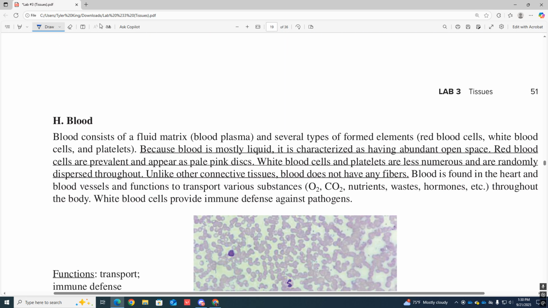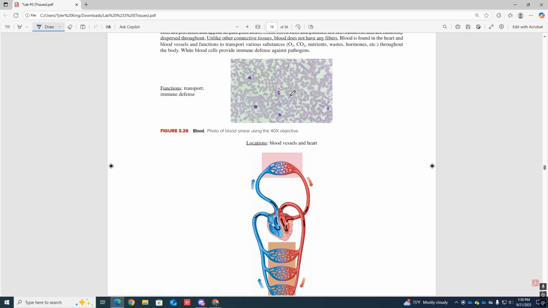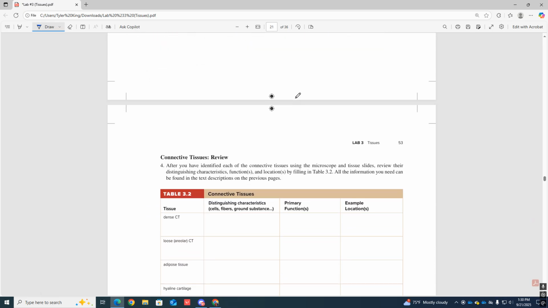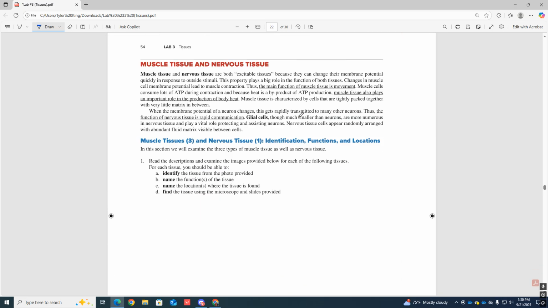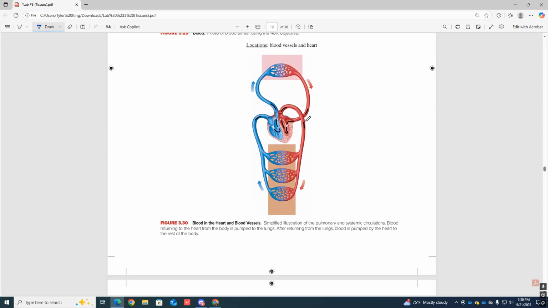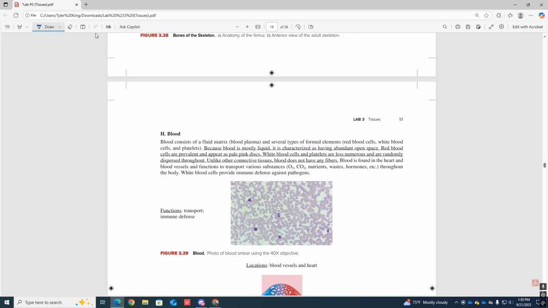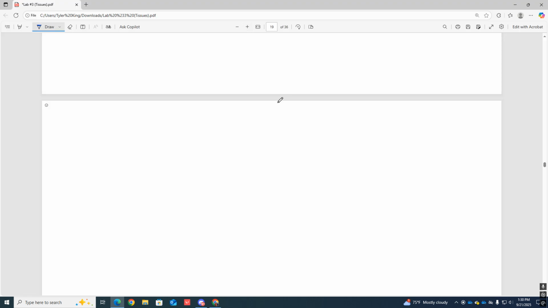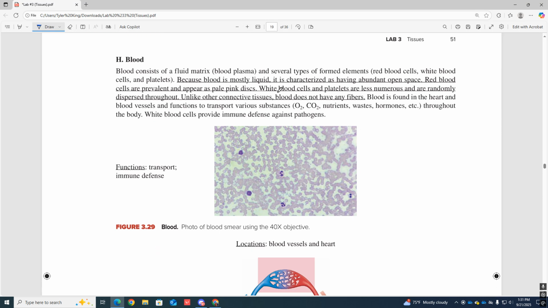Okay, so I think we just have one more down here. Yes, we just have one more, and then we have to go through the review down here. Yep. So the last one here, in blood, like I said, this is another very easily distinguishing color here. Oh, what the heck happened? There we go.